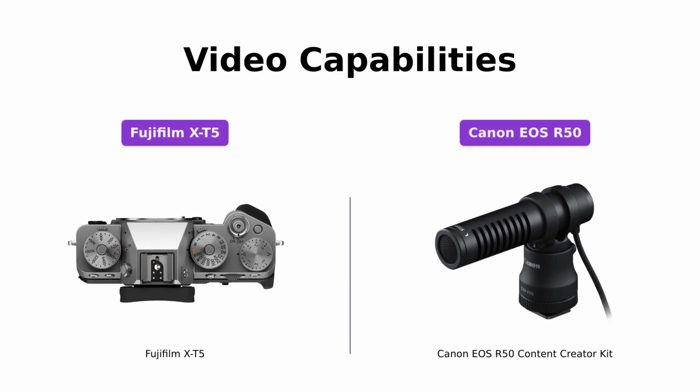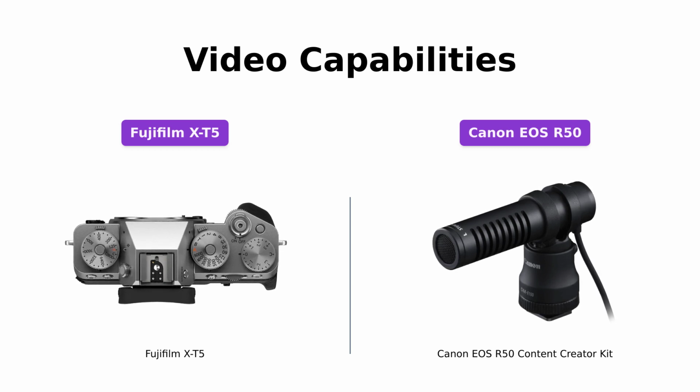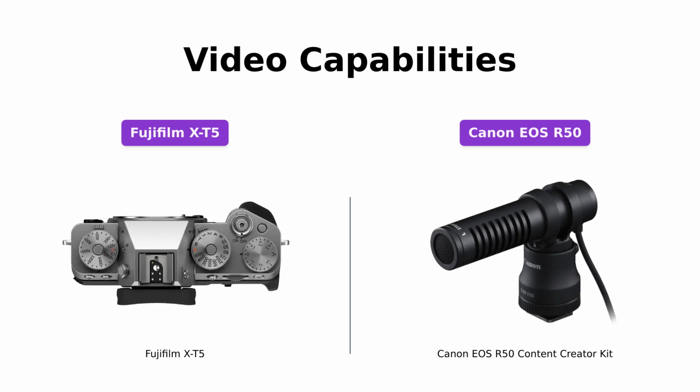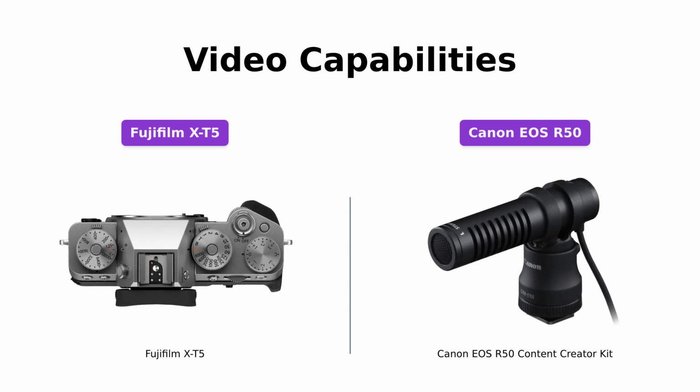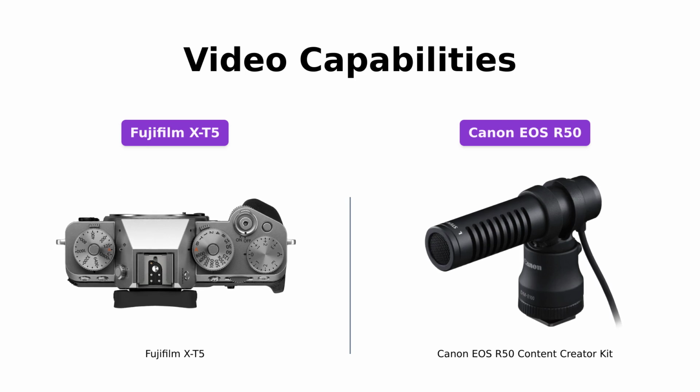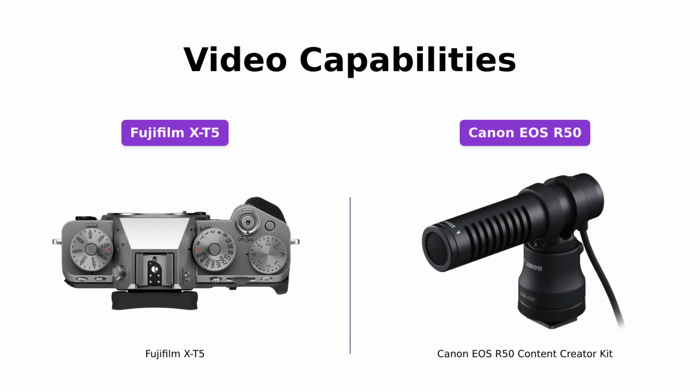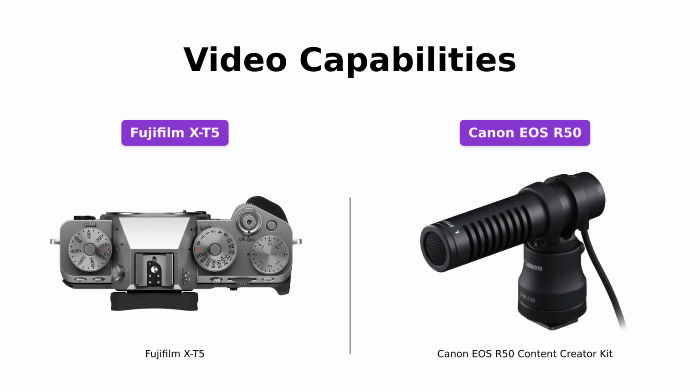When it comes to video, the Canon EOS R50 Content Creator Kit outshines with its 4K uncropped movie capability at up to 30 FPS, oversampled from 6K. It also offers full HD high frame rate movie at up to 120 FPS, making it perfect for capturing slow-motion shots. The Fujifilm X-T5, on the other hand, provides great video performance but doesn't offer the same level of resolution and frame rates as the Canon EOS R50 Content Creator Kit.